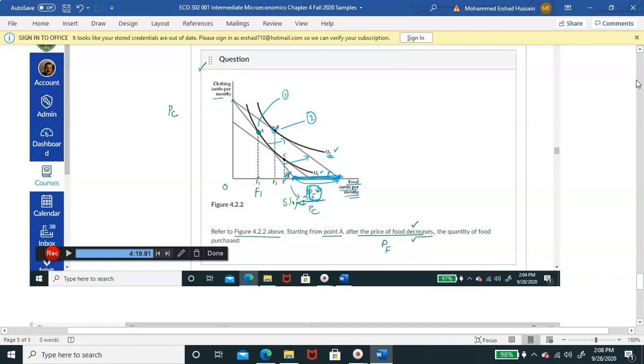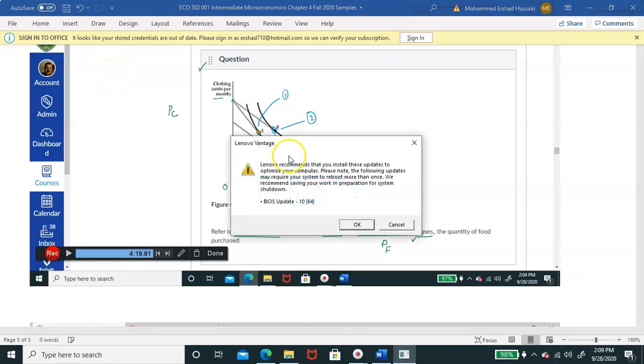We know that F1 to F2 is the total effect, this area, but this effect is the sum of two effects. One is the change of price. So we can show the substitution effect by the movement. Look at this. This is point C.